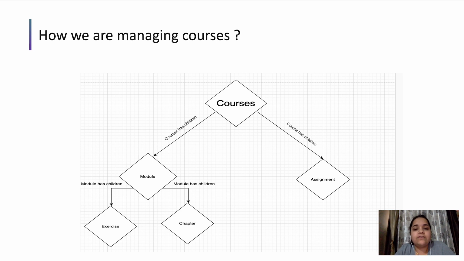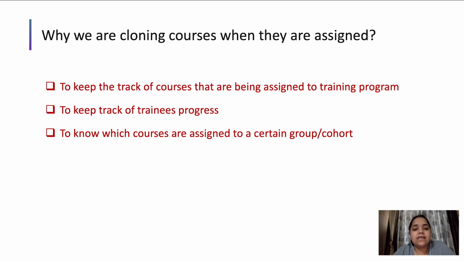Why we are cloning courses whenever they are assigned? So that a user's progress can be tracked, we can easily track the user's progress. Mentors or trainees can easily identify the areas of trainees' strengths and weaknesses. We can keep the track of the courses that are being assigned to the training program of any phase. We can easily know about the courses that are being assigned to a certain group or the courses that are being left.